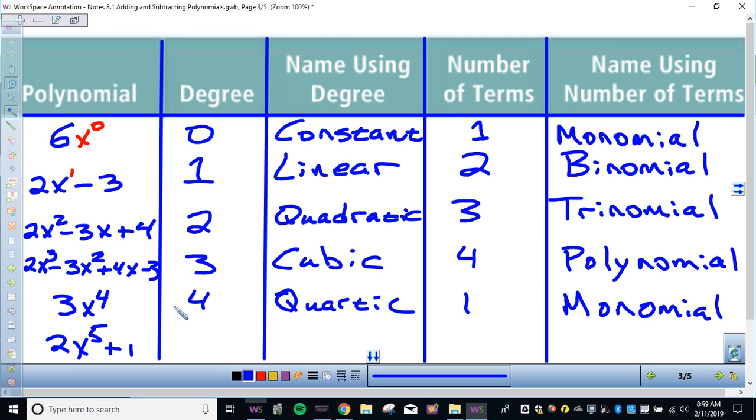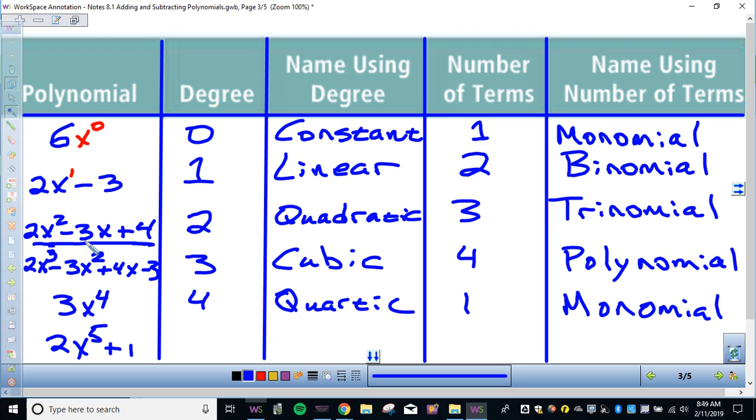Terms are separated by plus or minus. So 1, 2, 3, 4 terms, right? How many terms does this one have? 3 terms. Right? So terms are separated by plus or minus. Degree is the highest exponent. Okay? So if we look at this one right here, this is written in standard form. So standard form is decreasing order by exponent. So highest exponent, the next highest, and number at the end. Okay? The number in front of the variable is called the coefficient, which we'll talk about a little bit later, but just so you know.